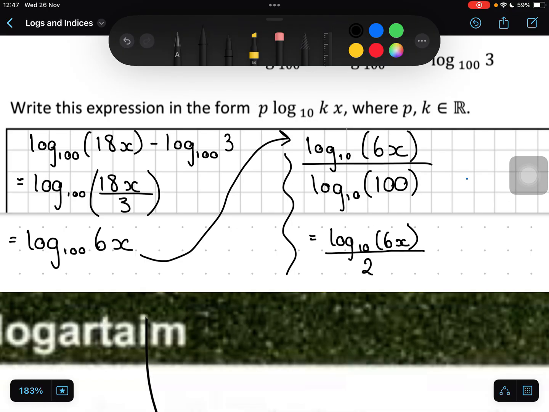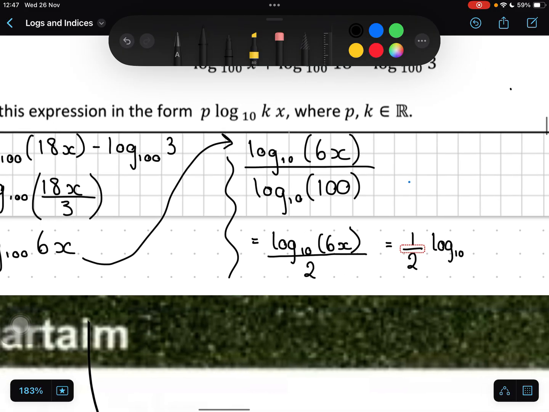Now this is almost correct, except for the fact that they don't want it written as a fraction. They want it with a number in front of the log. Other than that, I have log with a base 10. I have a number in front of an x. So all this is the correct form, except for the fact that it's a fraction instead of having a coefficient in front. So how could I write the 2 that's dividing as a coefficient in front instead? Well, I can rewrite it as a half. A half log base 10 of 6x.